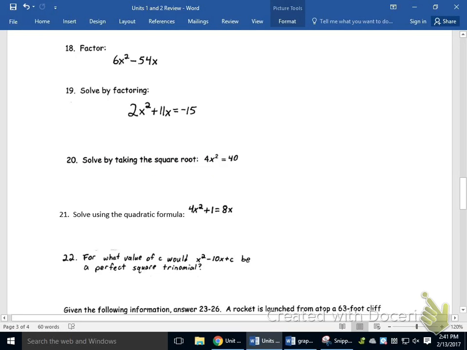All right, number 18, more factoring. 18 is looking at factoring a GCF, so the GCF here is 6x, which when you factor that out, I should say, would leave you with 1x - 9, and I'm done for number 18.